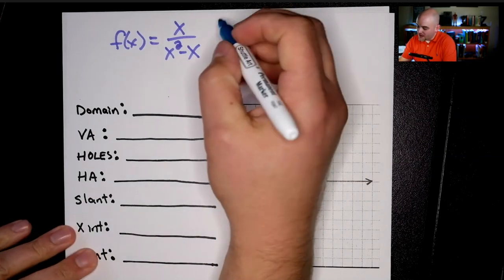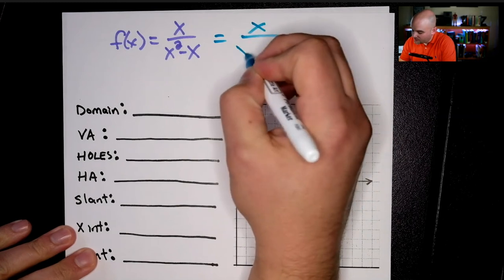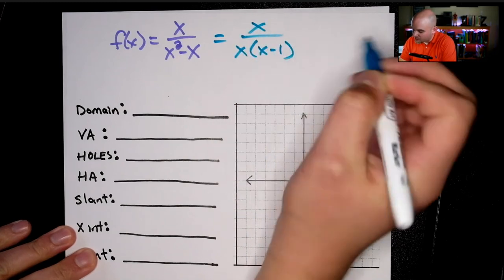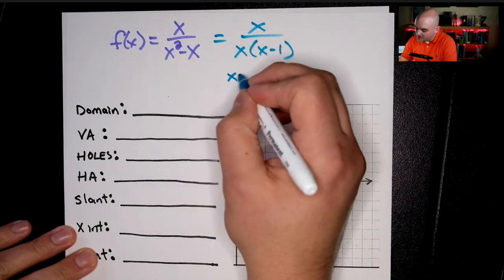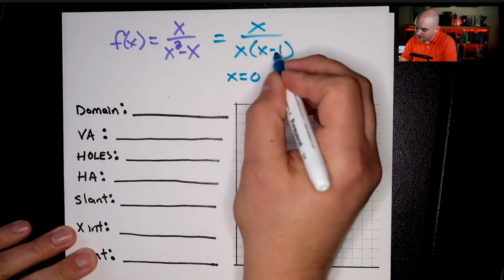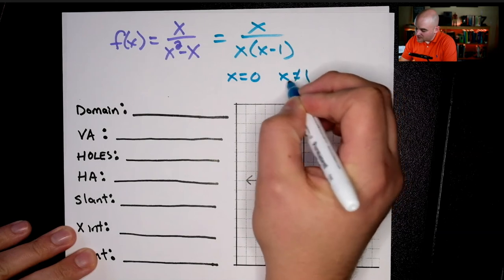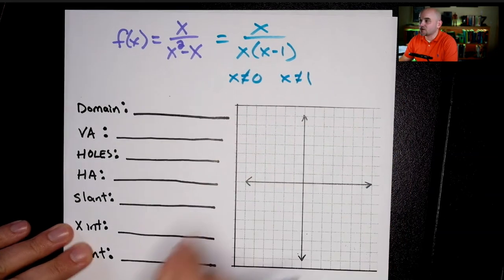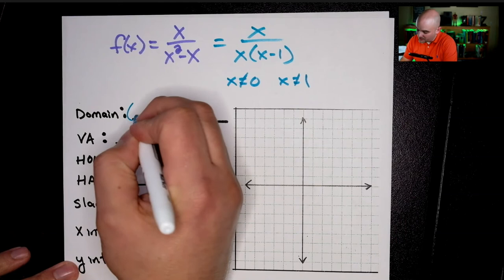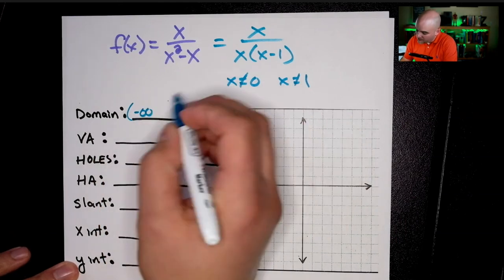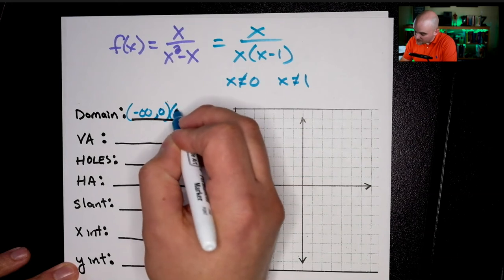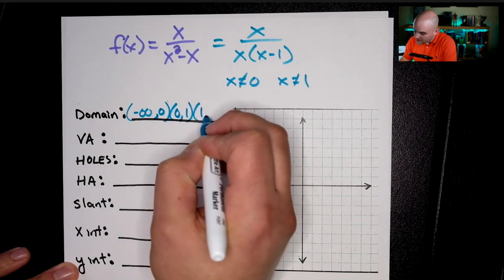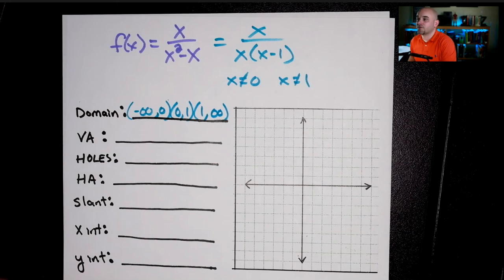All right, factoring that out, you should get x over x times x minus 1. And so what do we throw out of the domain? Well, the bottom equals 0 when x is 0 or when x equals 1. So these are two values of x we have to throw out of the domain. So we go from negative infinity all the way up to 0, skip over 0, go to 1, skip over 1, go to positive infinity there. So that's what we're throwing out.